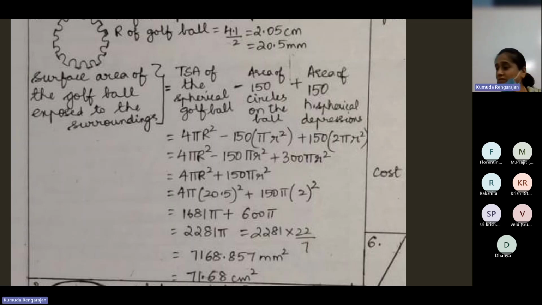What's the final fraction you have? Tell me, I'll use a calculator. 50,000? Yeah. 7168.857.